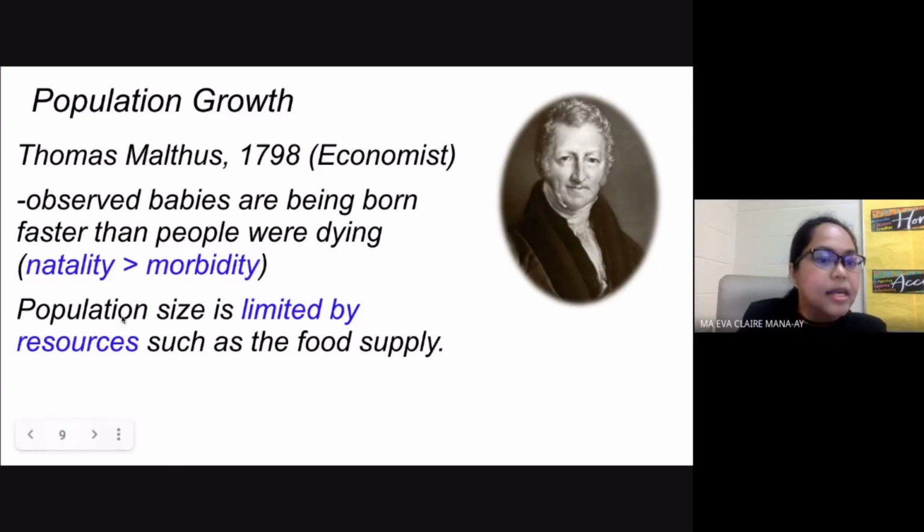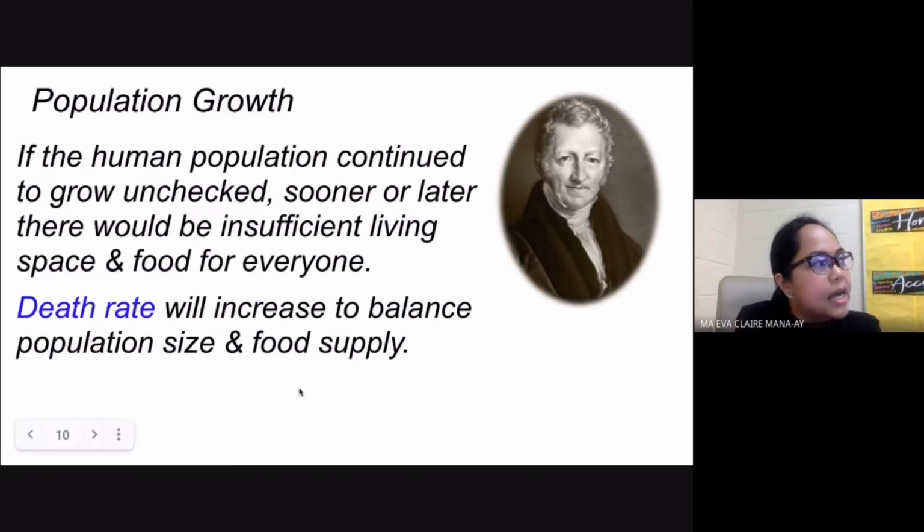But then again, the size of our population is limited by the resources that we have, say the food supply. So according to Malthus, people dying is actually a good thing. Because when people die, it balances our population size and the food supply. Of course, our resources cannot sustain the number of people that we have. Eventually, other people will die. Again, your population size is directly influenced by the resources that you have.